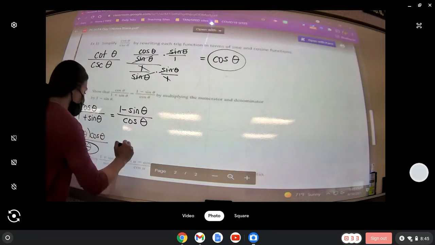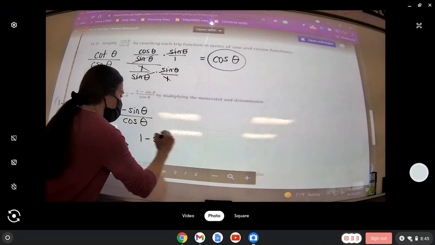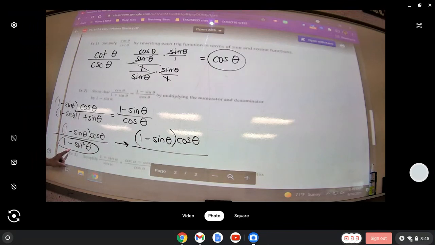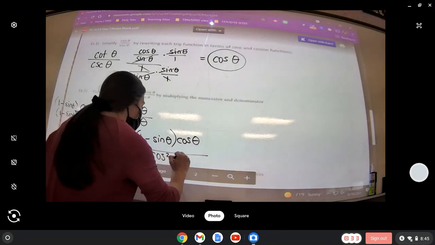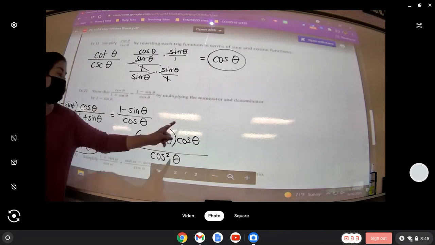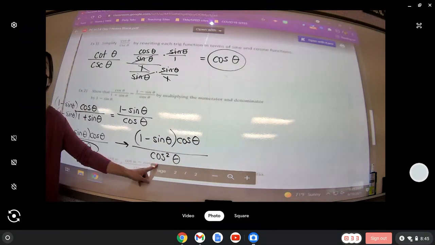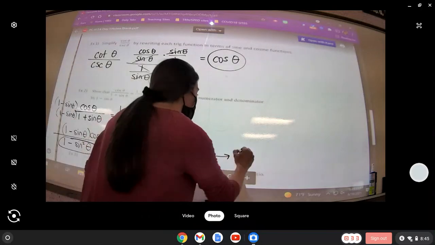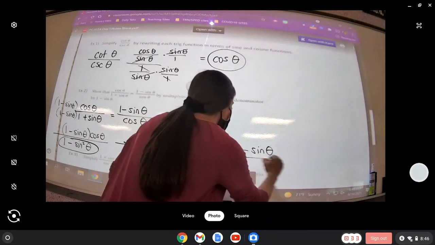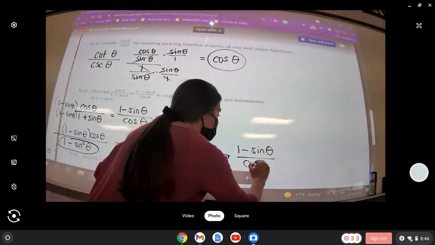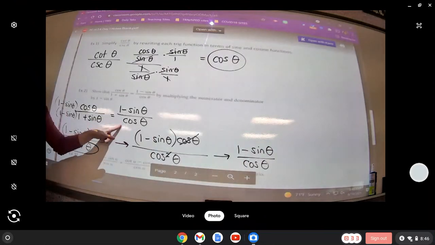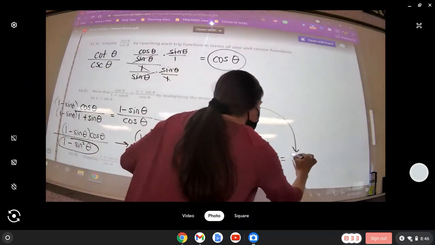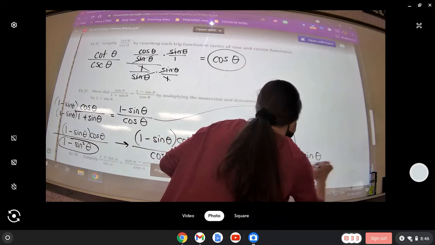So now it's going to become 1 minus sine theta times cosine theta divided by cosine squared theta. And now what's going to happen to this cosine theta and one of these cosine thetas? They'll cancel, and I'll be left with 1 minus sine theta over just cosine theta, which is exactly what I was trying to make this become in the first place. So now I have made the left side say the exact same thing as the right side.